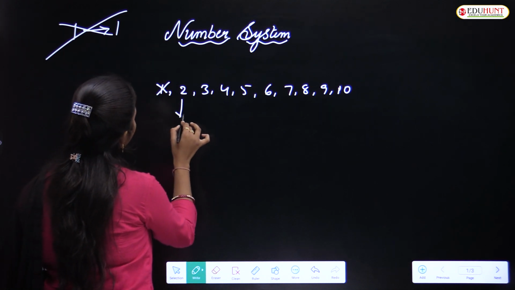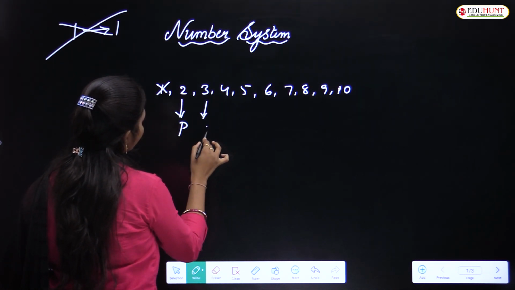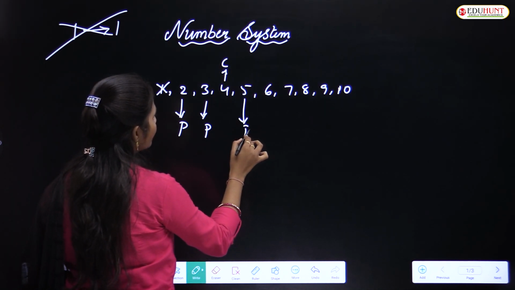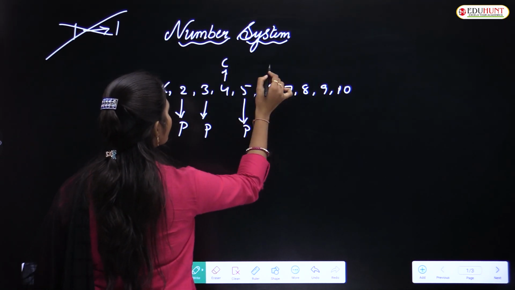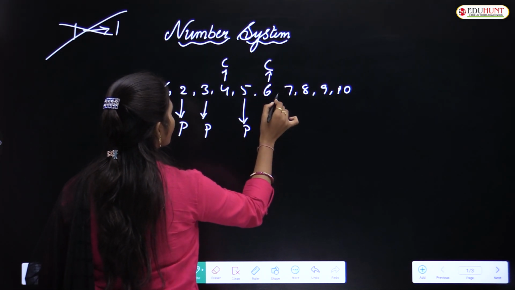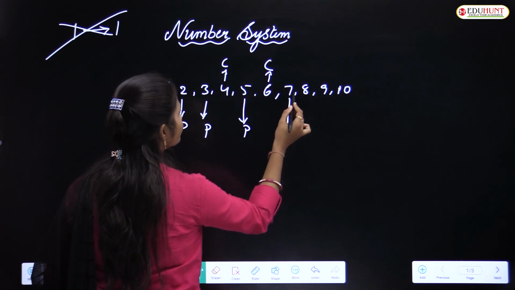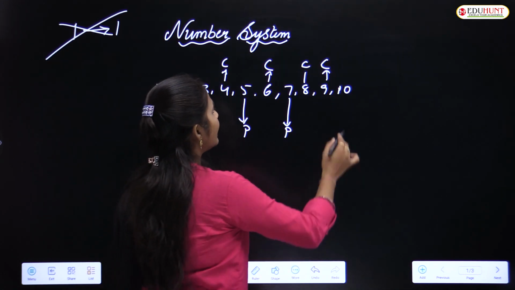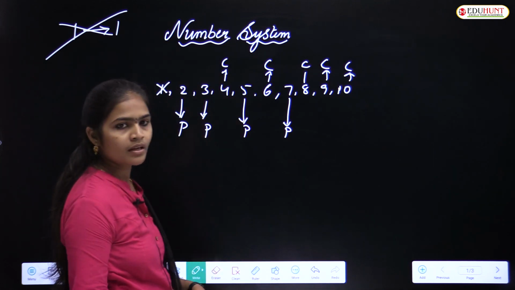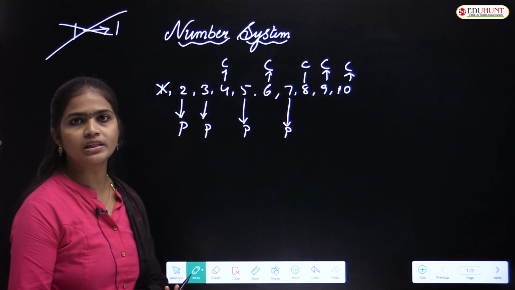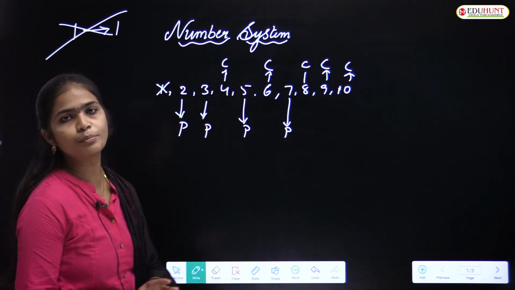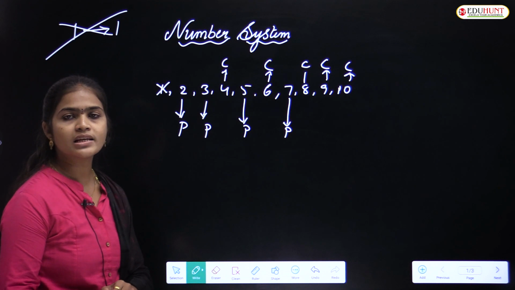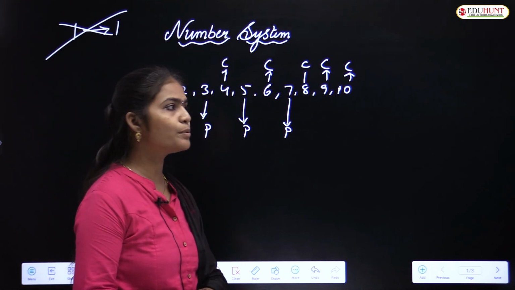2 is a prime number, 3 is a prime number, 4 is a composite number, 5 is a prime number, 6 is composite. 7 is a prime number. Next, 8 is composite, 9 is also a composite number, and 10 is also a composite number. Why? Because of the difference I told you about. Composite means those numbers have more than 2 factors. So this is about prime numbers and composite numbers.